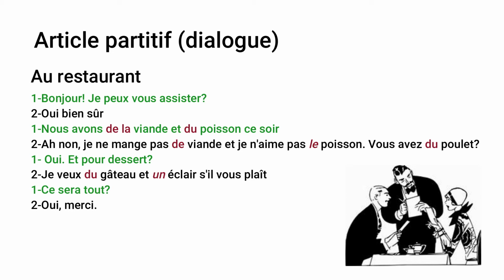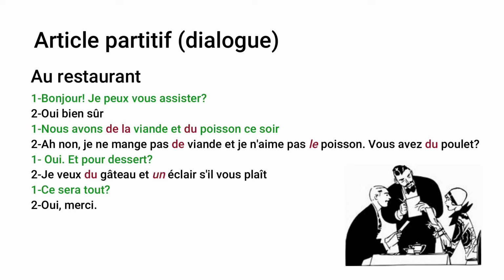Bonjour, je peux vous assister? Means hello, may I help you? And personne 2 says oui, bien sûr. Bien sûr is of course. And then le garçon says all the options that he's got. So nous avons de la viande et du poisson ce soir. Nous avons means we have. De la viande. Viande is meat. Et du poisson. Poisson is fish. Ce soir means this evening. So this means we have meat and fish this evening.